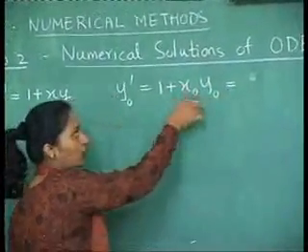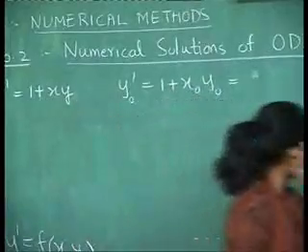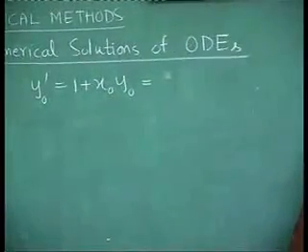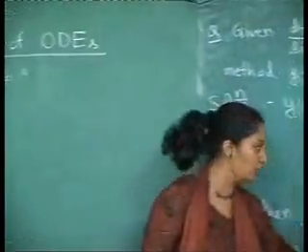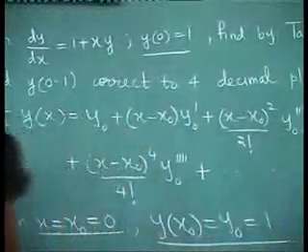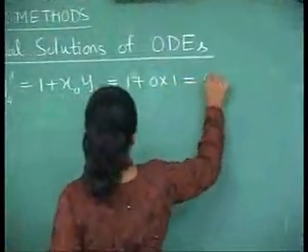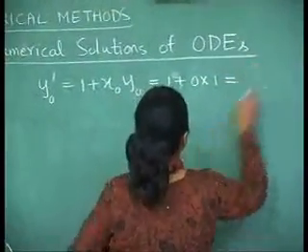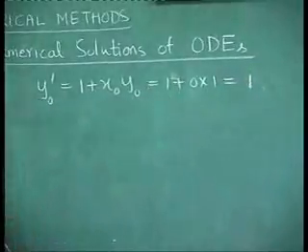And we already know what is x naught and y naught. See, here are the values. X naught is 0, the initial conditions were given to us, and y naught is equal to 1. So let me substitute. This will be 1 plus 0 into 1. That's equal to 1. So this is y naught dash.